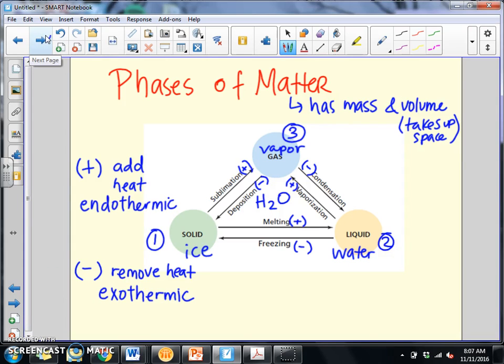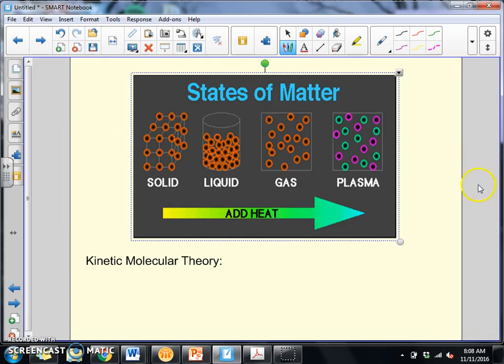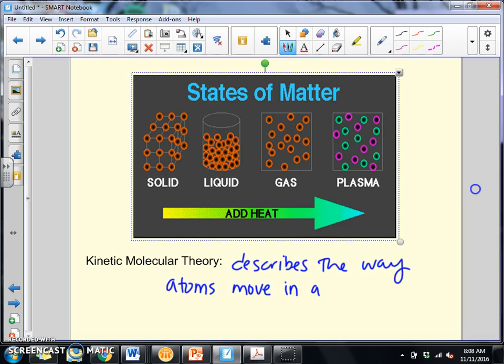When we're talking about the phases of matter, we also need to talk about the kinetic molecular theory. Now, the kinetic molecular theory describes the way atoms move in a phase.